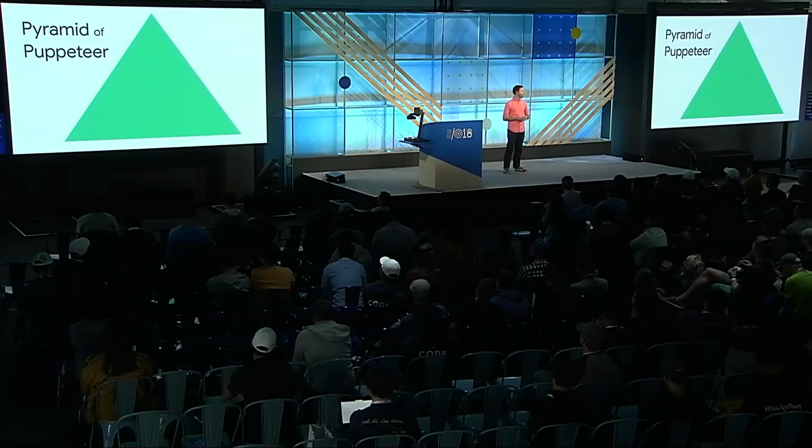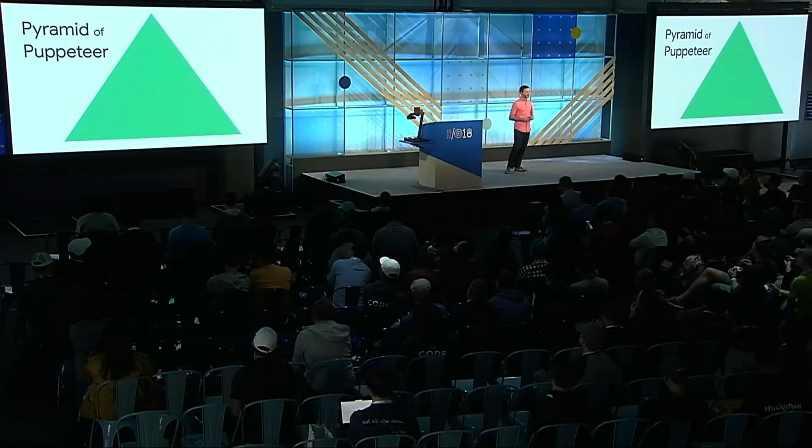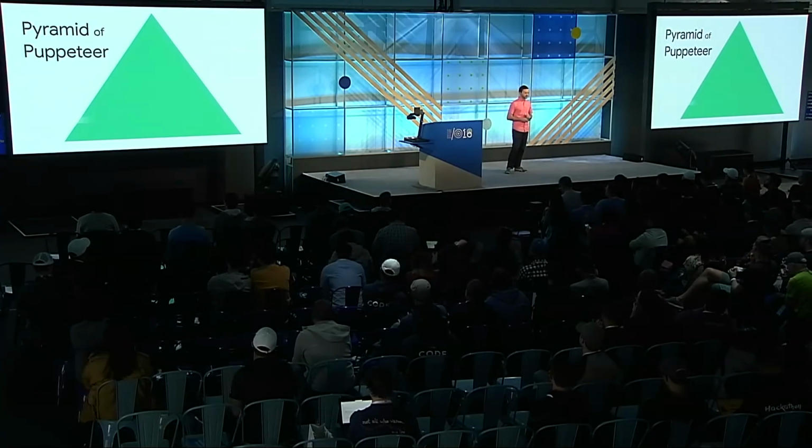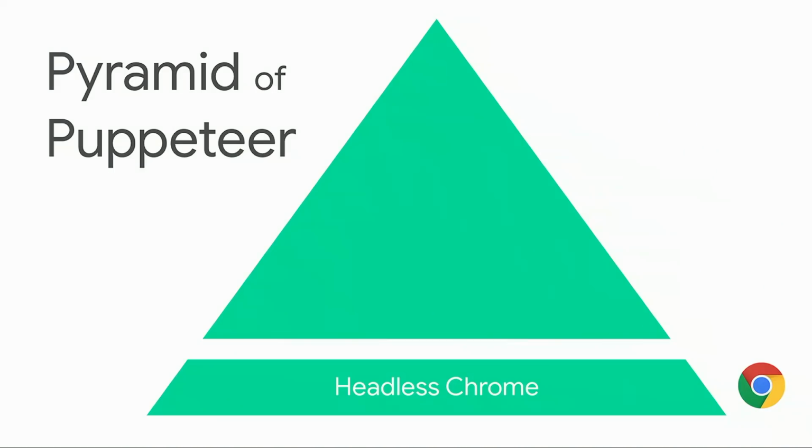This is something that I'm going to refer to a couple times throughout today's presentation. This is the pyramid of Puppeteer. It's basically the architecture of where all these things fit together. So at the very bottom is Headless Chrome. This is just the browser.